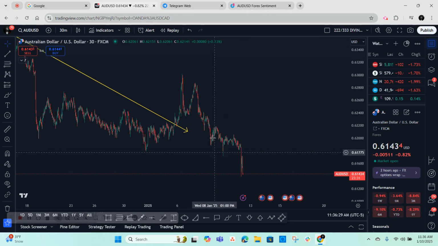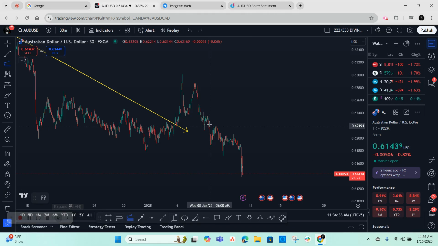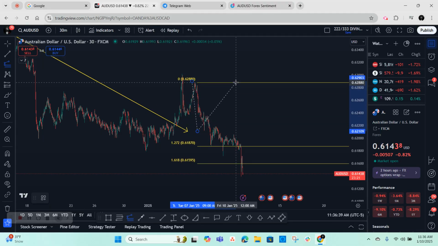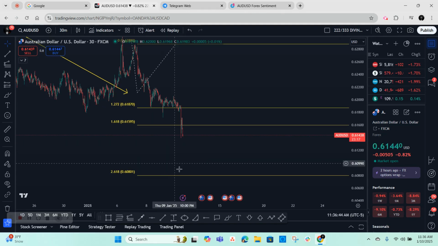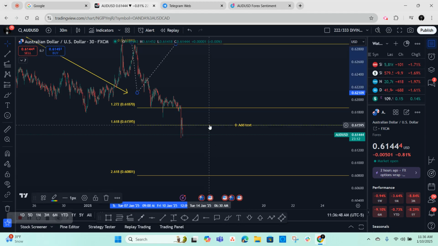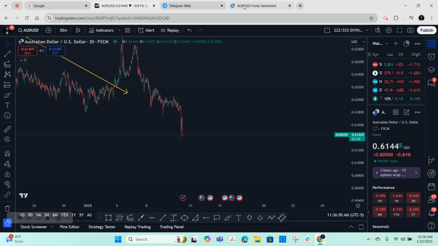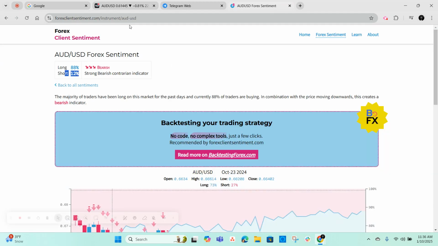And I could do what? I could get my impulses as well for the downside. And these will be my target areas. Target one, you got two hit, and then the third one would be this target down here if we continue on to the downside. But you clearly see 88% long, 12% short.